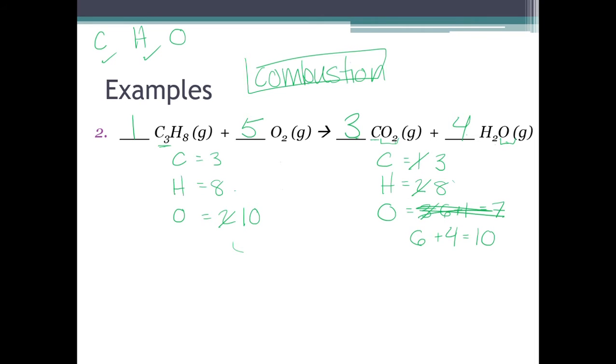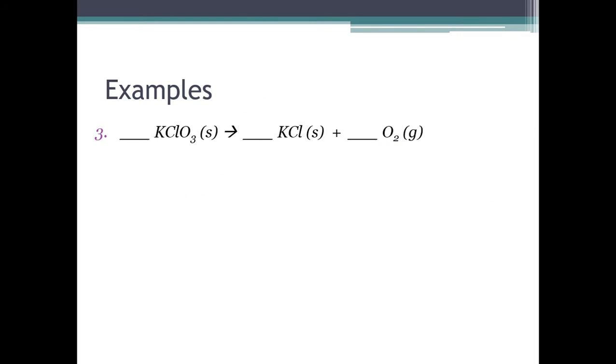Let's take a look at our next one. So here we've got solid potassium chlorate produces potassium chloride and O2. So this again is kind of an obvious one to see because we're starting with one large thing breaking down into 2 smaller things. Off the bat, we can see that this is a decomposition. And that's in fact usually how it's read: potassium chlorate decomposes to produce potassium chloride and oxygen.